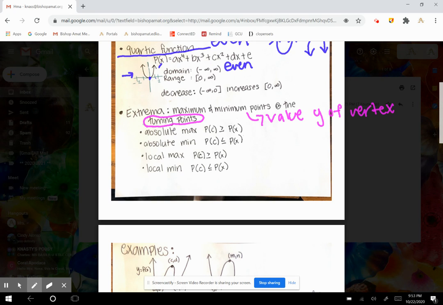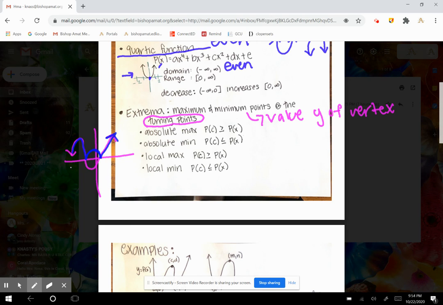Now here's what's new: the absolute max and the absolute min. Well, what does absolute value do to a graph? It makes it positive, right? For example, if I had a graph that looked like this, and I needed it to be positive, this part down here that's negative would turn back up, right? So our graph would now look like this. That's what absolute value does. It turns it up.